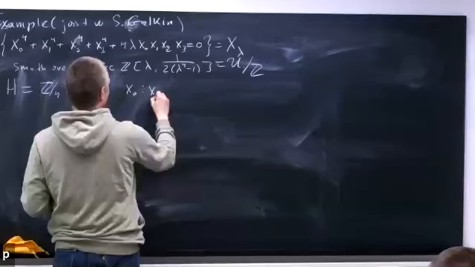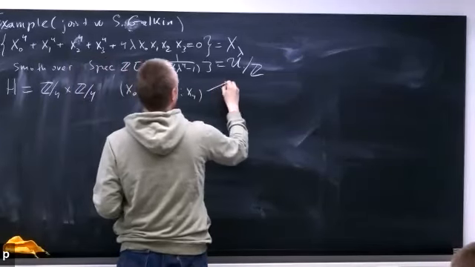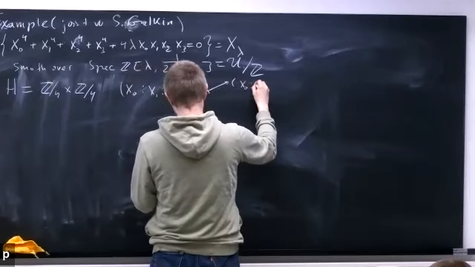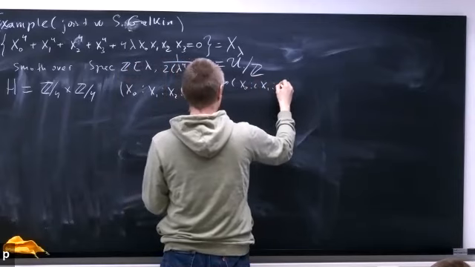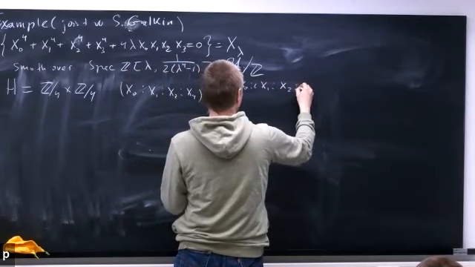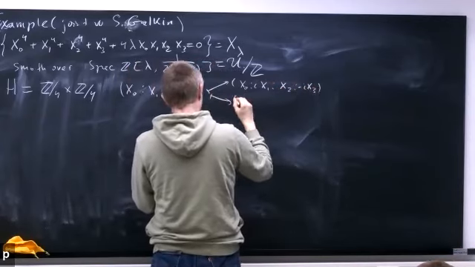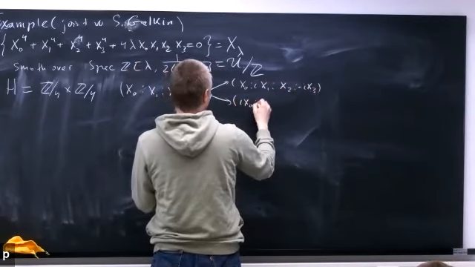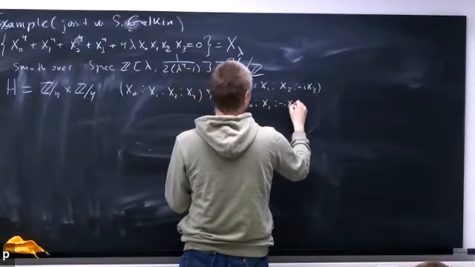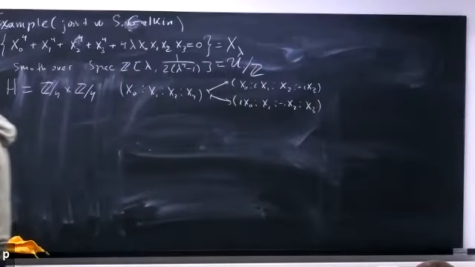So it's 0, 1, 4. There are 2 generators. The first one is 0, 1, 2 minus I. And here, hopefully I'm correct here, something like this.